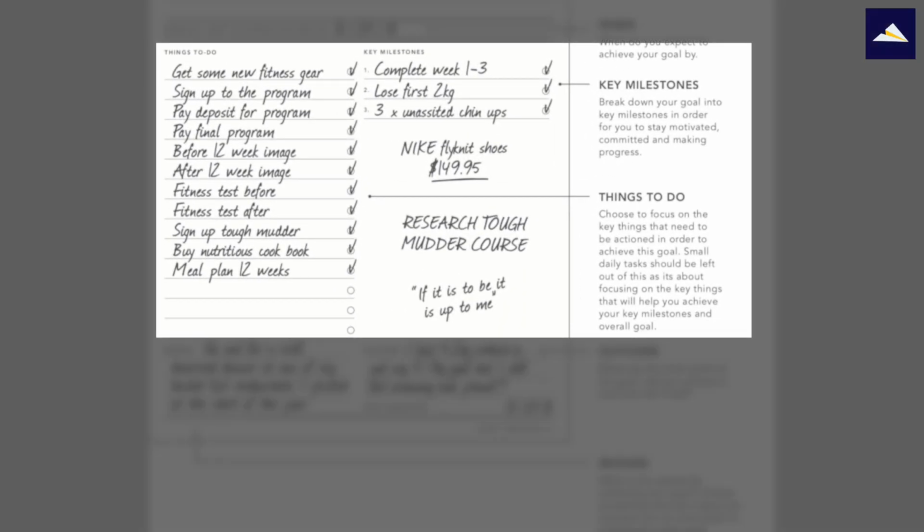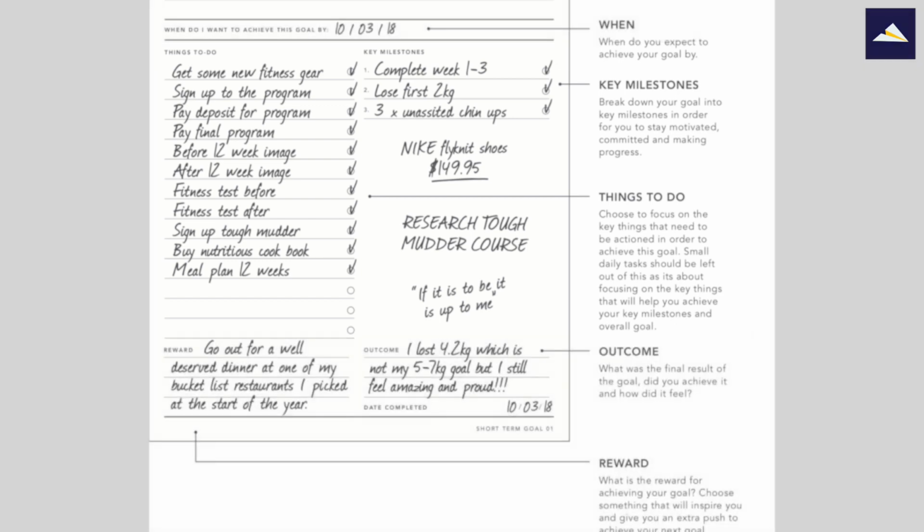Once you've got that time frame in place, you go, well, I'll give myself 6 weeks. What do I need to do next? And that's when you get into your how, which is your things to do and your key milestones. The difference between things to do and key milestones: the key things could be, lose my first 2 kilos. That's key milestone number 1. You're on the way to the goal, and you're breaking it down. So am I heading in the right direction?